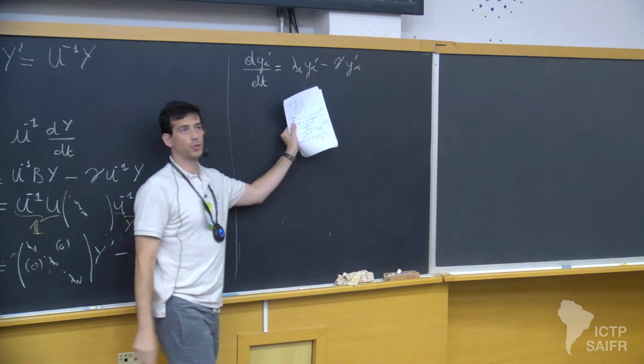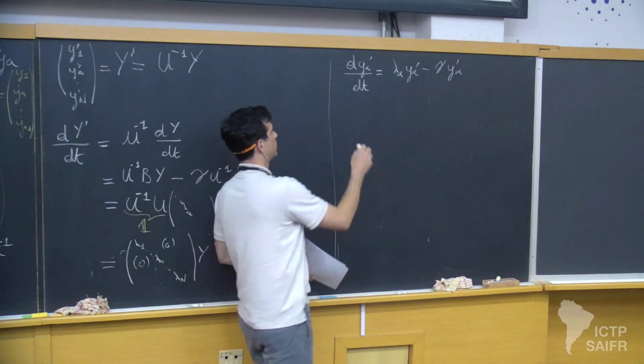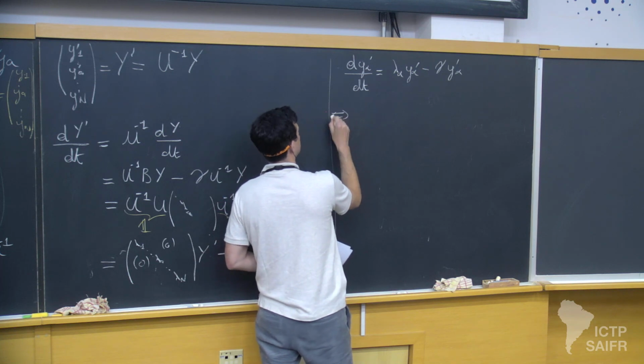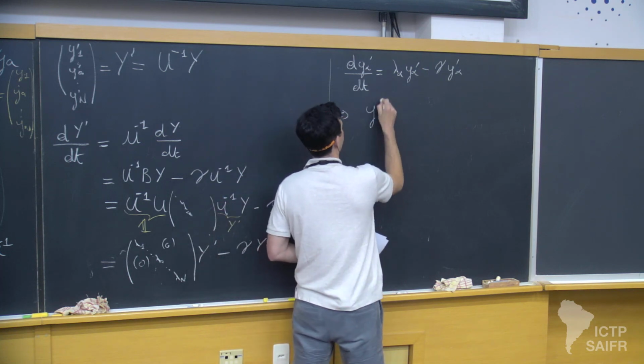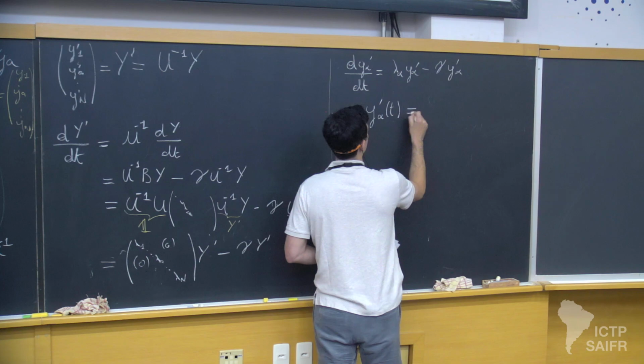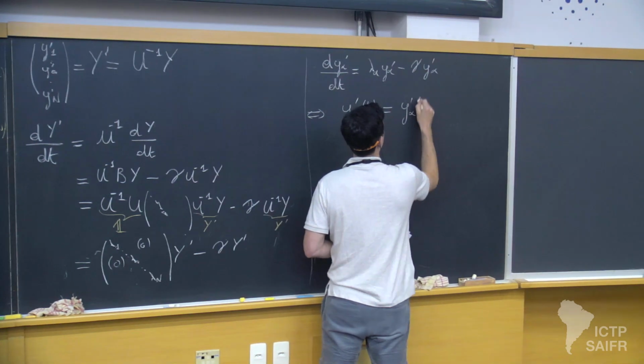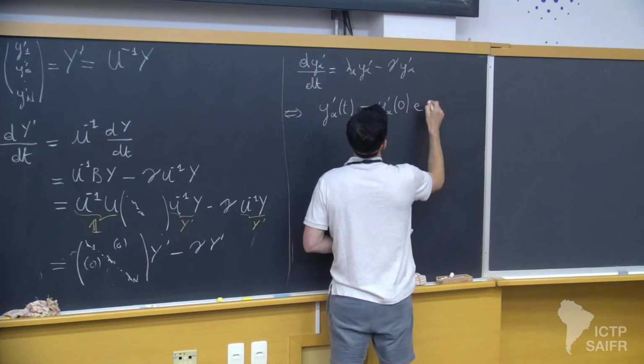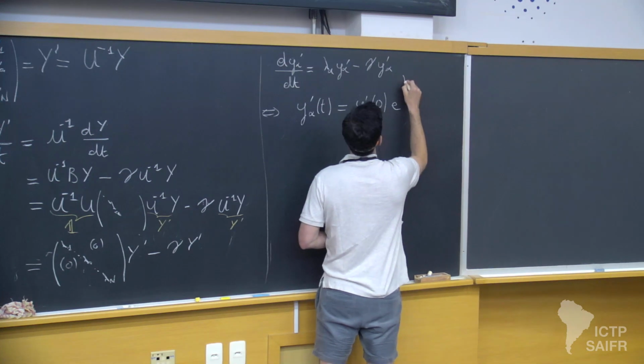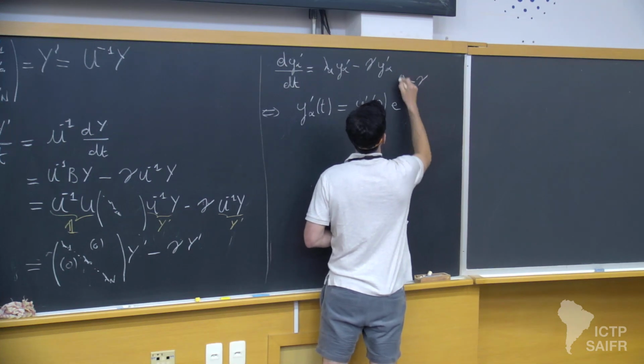This is a first order differential equation. So basically, this is equivalent to saying that each of the y' alpha evolves according to y' alpha at 0 times exponential of (lambda alpha minus gamma) t.